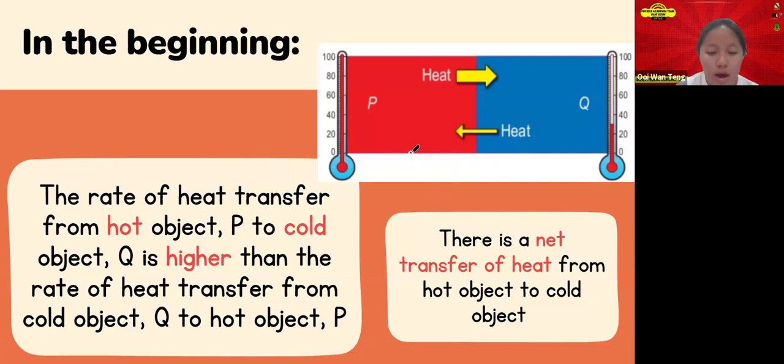It's because when both objects are in thermal contact, there's heat transfer between them, from an object with a higher temperature to an object with a lower temperature. And there's a net transfer of heat from the hot object to the cold object.